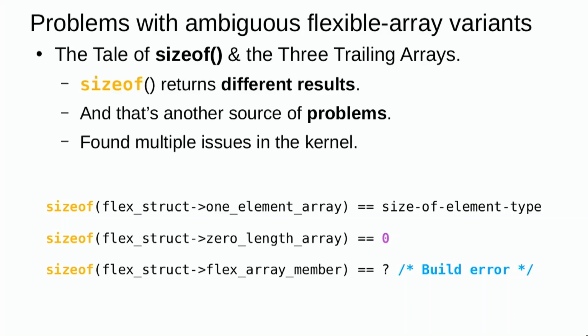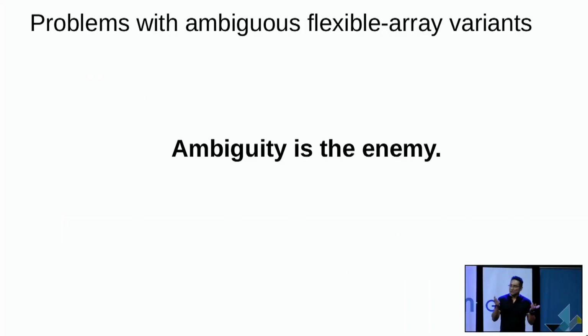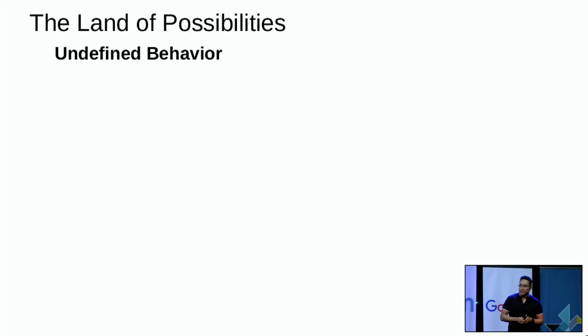And that's another source of issues in the kernel. So having these different ways to declare a variable length object forces us to be aware of these types of issues, right? Ambiguity is the enemy here. We need to remove that ambiguity from the kernel. And we are now going to see some of the issues I have found while trying to address this problem in the kernel.